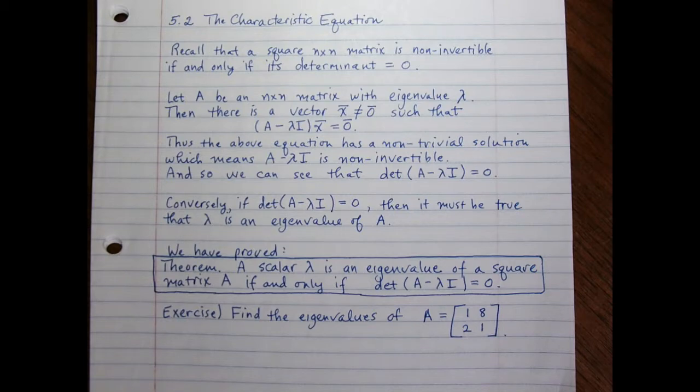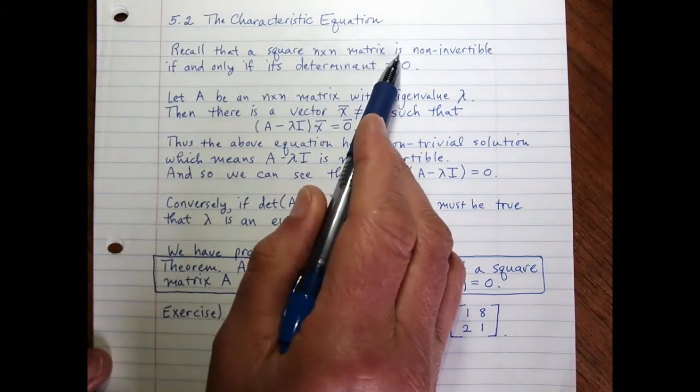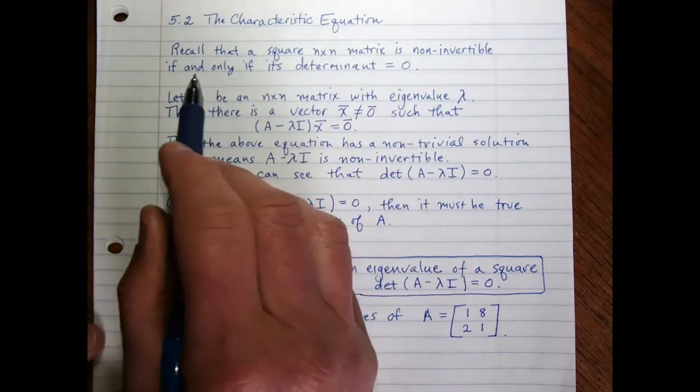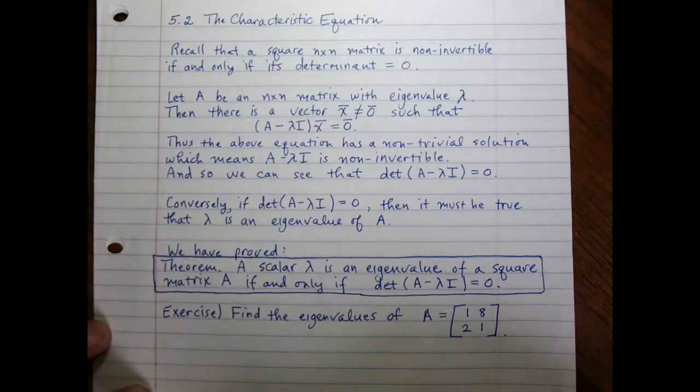So this is section 5.2, the characteristic equation. We're going to continue to work with eigenvalues and eigenvectors and explore their meaning a little bit. So recall that a square n by n matrix is non-invertible if and only if its determinant is 0.